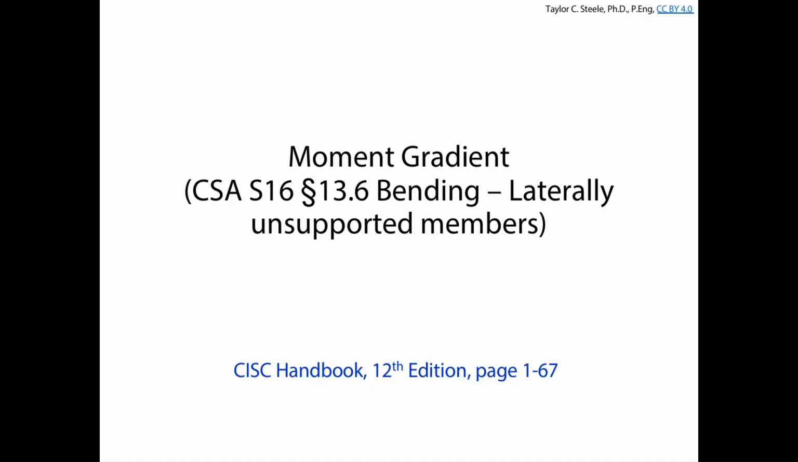So as we talked about a little bit the other day, section 13.6 of CSA S16 tells us how to calculate the moment resistance of an unbraced beam. We looked at this in an example the other day where we had a beam that was fully unbraced along the entire length of the girder. Today we're going to look at when the lengths might not be the same, and we're also going to look at how the moment gradient, which is basically the shape of the bending moment diagram, changes the lateral torsional buckling resistance of our steel beams.